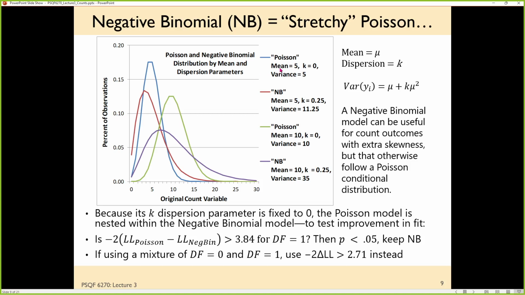The blue line is a Poisson distribution with a mean of 5, so the variance is 5. The red line is still a mean of 5, but following a negative binomial distribution with a stretchy factor of 0.25 that allows the variance to be 11.25. So you can see that it has a bit of skewness here. The same is true with green versus purple. Green is a Poisson with a mean of 10 and a variance of 10. Purple is negative binomial with a mean of 10 and a stretchy of 0.25 that brings the tail out.